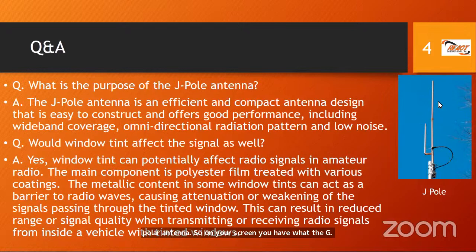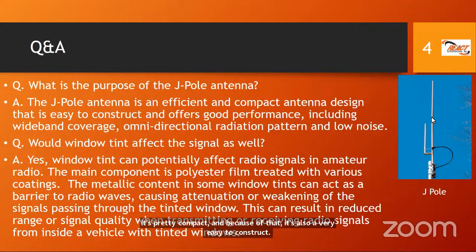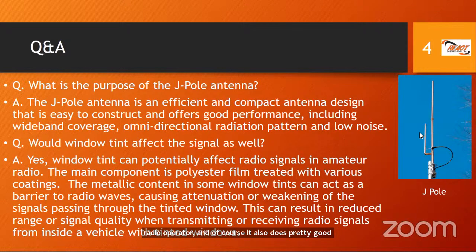If you look at it, you'll see that it's a fairly compact design. It's not a very large, wide antenna with a lot of components. So it's pretty compact. And because of that, it's also very easy to construct. So construction is quite simple for the average amateur radio operator. And of course, it also does pretty good in terms of bandwidth coverage across the frequencies that amateur radios will use. So whether it's cut for the 2-meter band or the 70-centimeter band, it covers the particular band quite well.